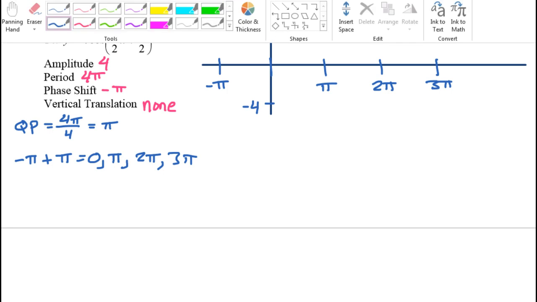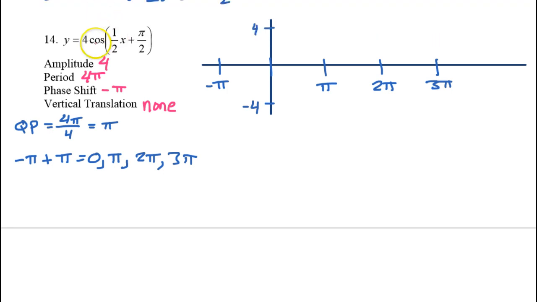So we're ready to do the graph. The cosine function starts off at its highest value. But remember, I'm not putting my first dot on the y-axis. There's been a phase shift that is pi to the left. So your first dot will always go at the phase shift, which is here. And then I'm going to do the normal fall and rise of the cosine function.